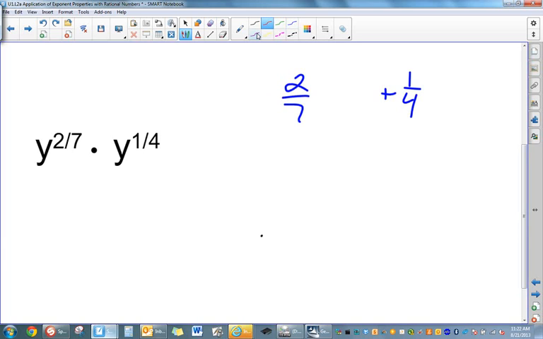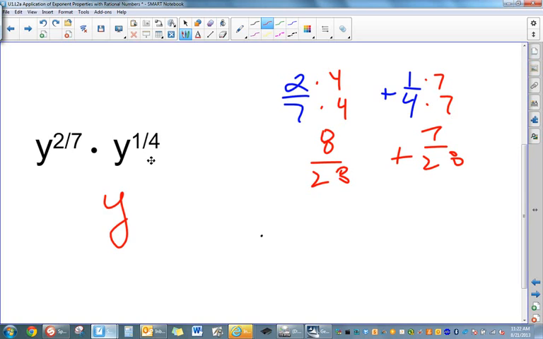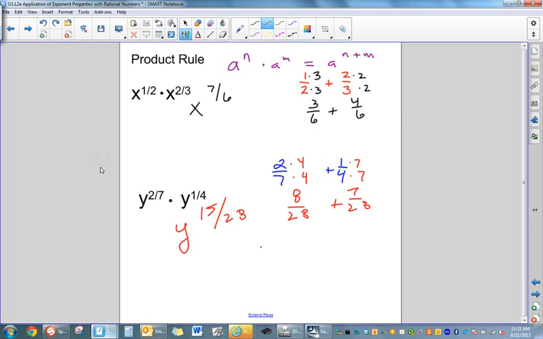28. Multiply this side by 4. Multiply this side by 7. You get 8/28 plus 7/28. You get y, thank you, Miles, to the 15/28. Once again, nothing has changed. It's the exact same rule. It's just some fractions. Does anyone need any more time on this? Okay. Take a look at our next one.